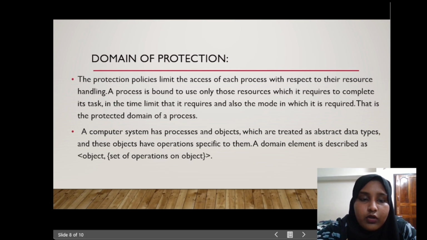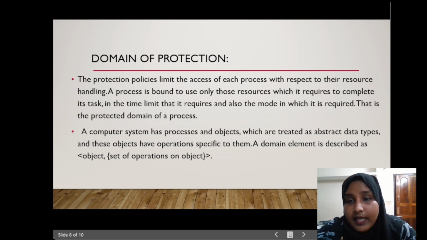Let us see what the domain of protection is. The protection policies limit the access of each process with respect to its resource handling. A process is bound to use only those resources which are required to complete its task, in the time limit that it requires, and also the mode in which it is required. That is the protected domain of a process.